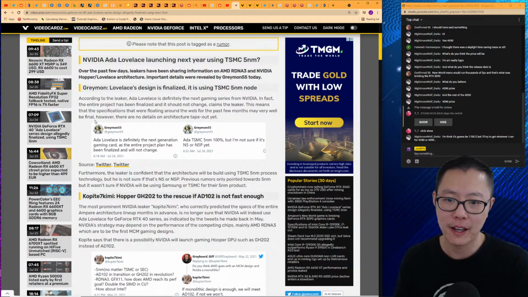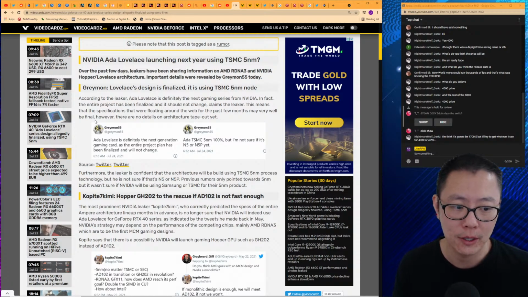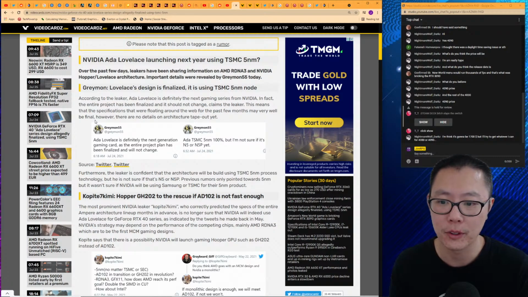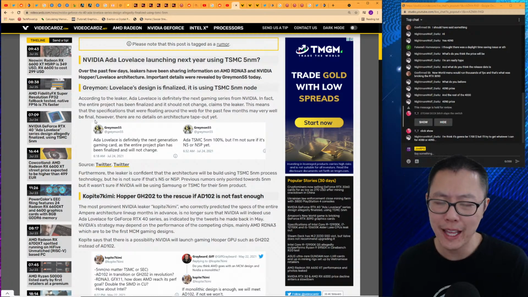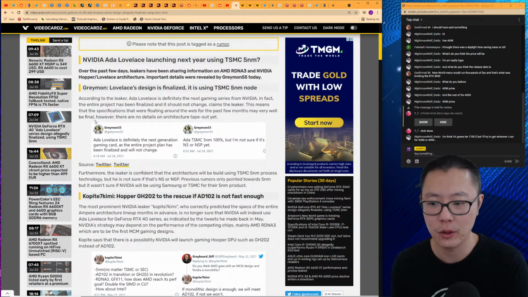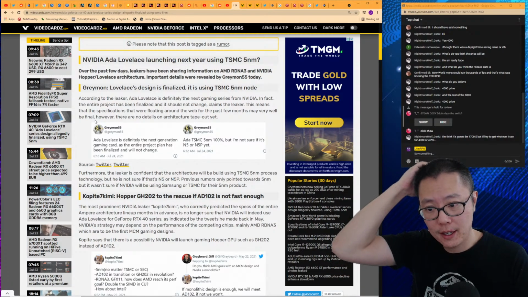Okay, so Greymon55 says that Ada Lovelace is definitely the next generation gaming card, as the entire project plan has been finalized and will not change. That was July 24th, 2021. And I'm not going to disagree there, because it's about 1 year before the cards are released. So they had to lock stuff down. They had to lock their manufacturing process down. They had to get their business deal in place, the contracts and all of that sort of thing, how many units they're going to make with TSMC.